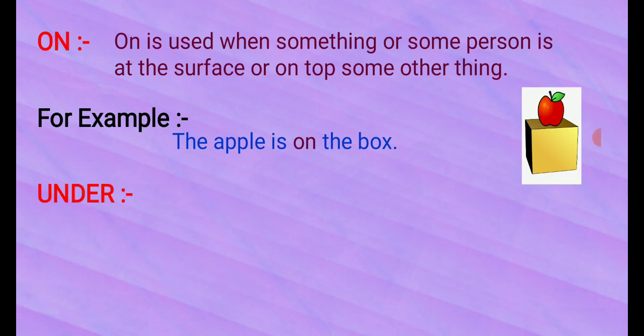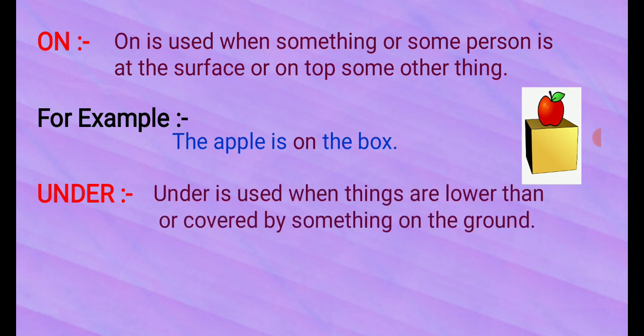Let's move on. Next preposition is under. Where do we use under? Under is used when things are lower than or covered by something on the ground. It means that another thing, whatever the object is covered by, has a roof, one kind of a roof, and it is covered by that particular other thing. At that time we use under.